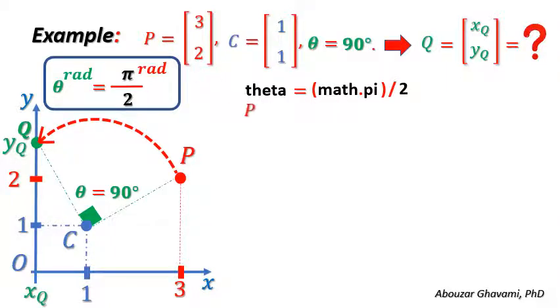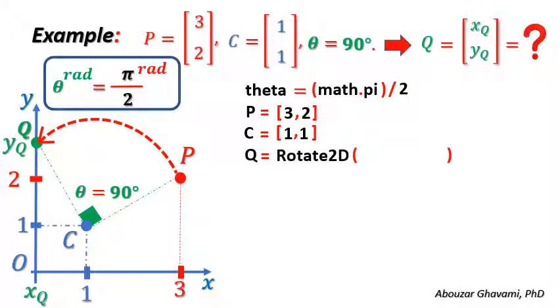We represent point P as a two-element Python list with first element equal to 3 and second element equal to 2. We also represent center point C as a two-element Python list with first element equal to 1 and second element equal to 1. To find rotated point Q, we use our developed Python function rotate2d with inputs rotating point P, center point C, and angle theta. Let's print the coordinates of rotated point Q to the output console.